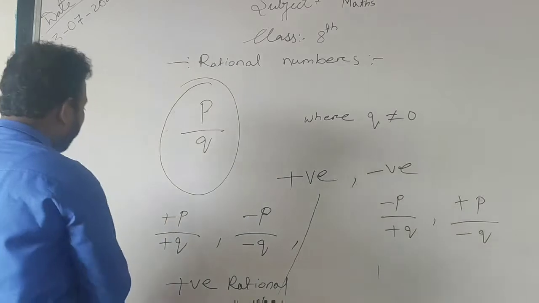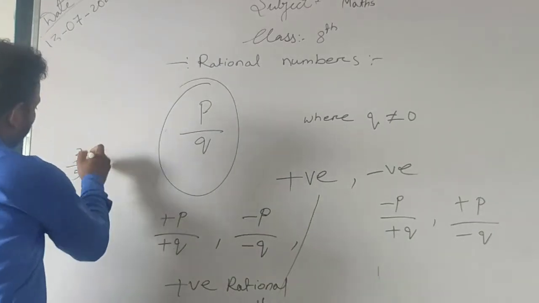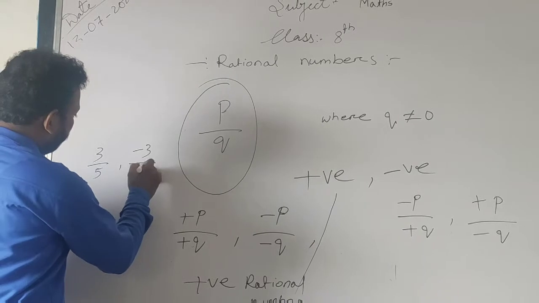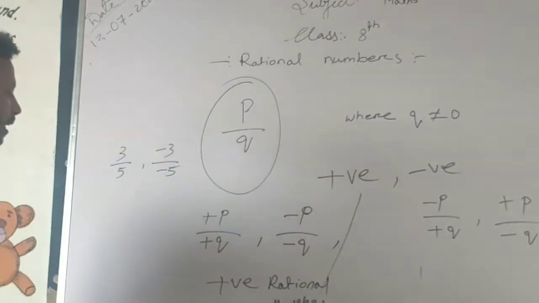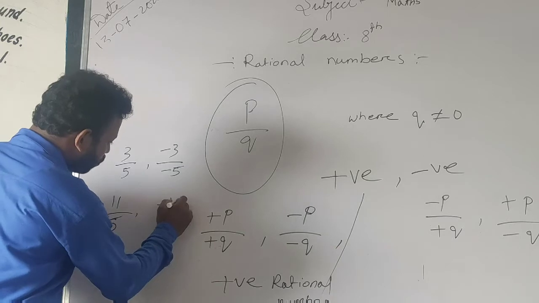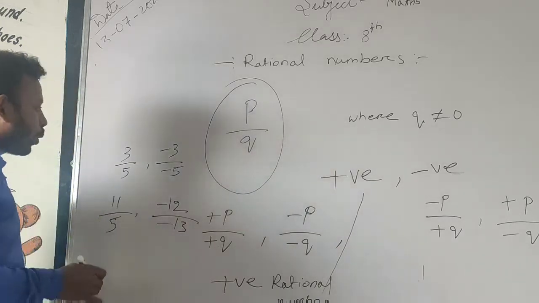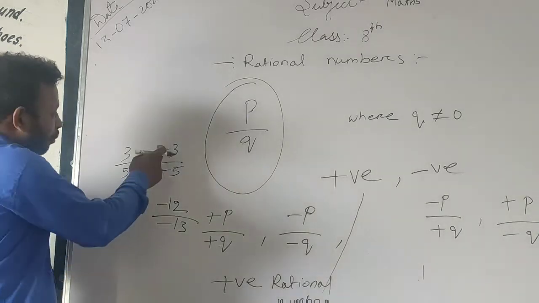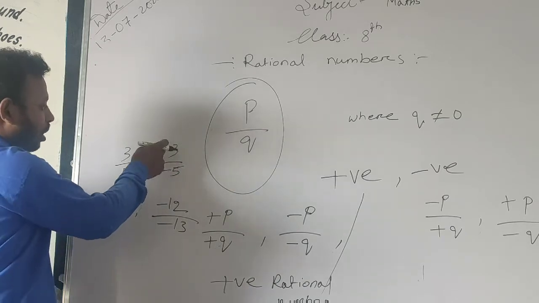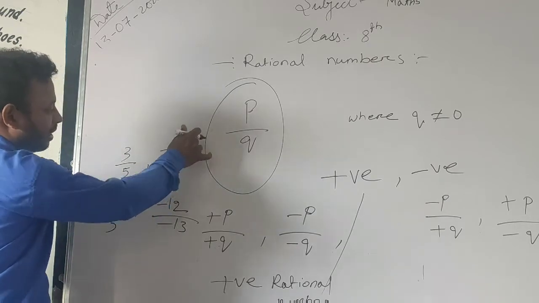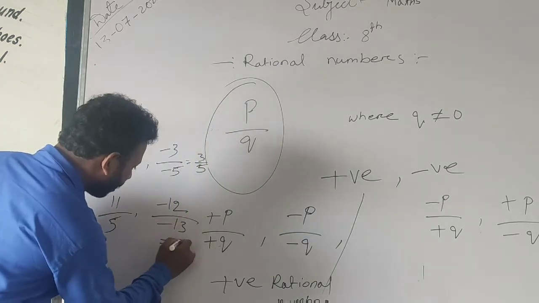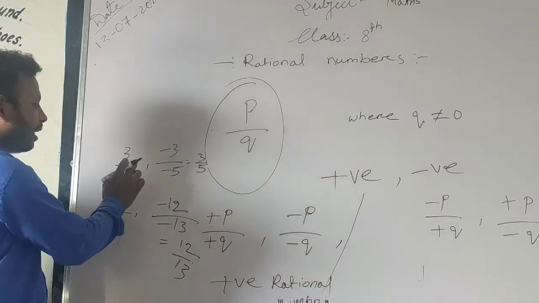Example, positive rational number: 3 by 5 is a positive rational number. Minus 3 by minus 5 is also a positive rational number. 11 by 5 is a positive rational number. And minus 12 by minus 13 is also a positive rational number. Here numerator is negative and denominator is negative. Negative divided by negative becomes positive, and we get 3/5 and 12/13. So these are positive rational numbers.